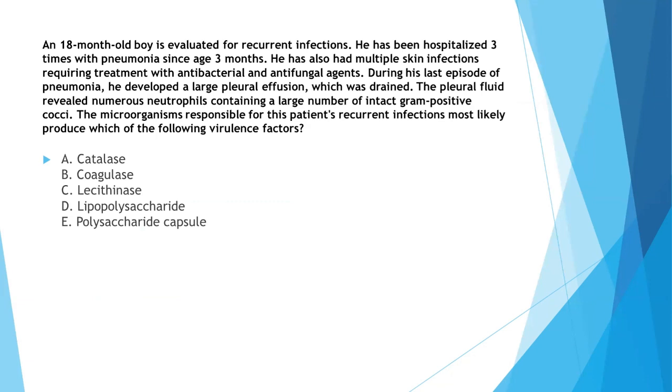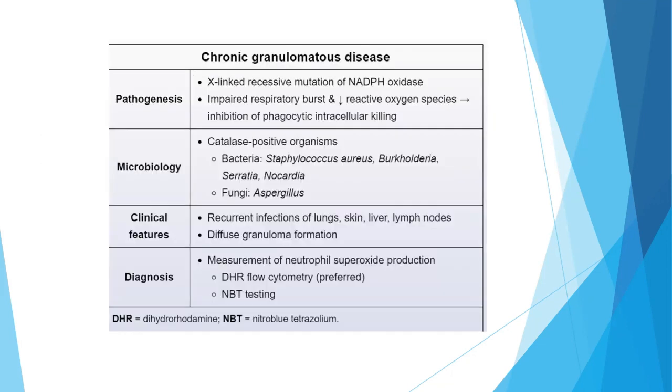The microorganisms responsible for this patient's recurrent infections most likely produce which of the following virulence factors: catalase, coagulase, lecithinase, lipopolysaccharide, or polysaccharide capsule. So the condition is chronic granulomatous disease. So autosomal recessive mutation of NADPH oxidase, that is impaired respiratory burst and decreased reactive oxygen species, there is inhibition of phagocytic intracellular killing. So the microbiology, there is catalase positive organisms like Staph aureus, Burkholderia, Serratia, Aspergillus. These are generally associated with CGD.